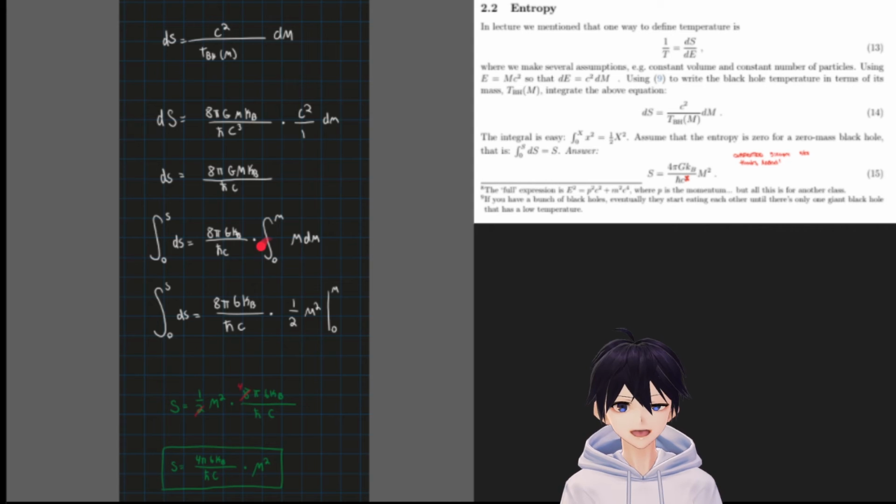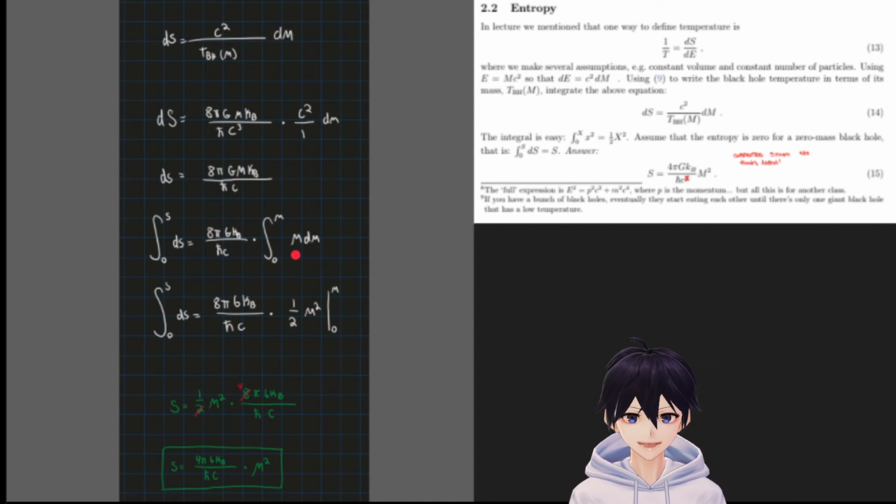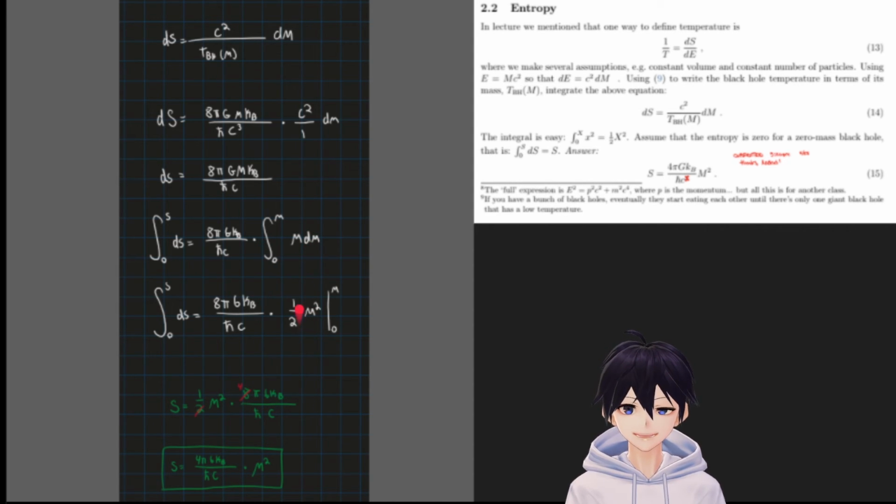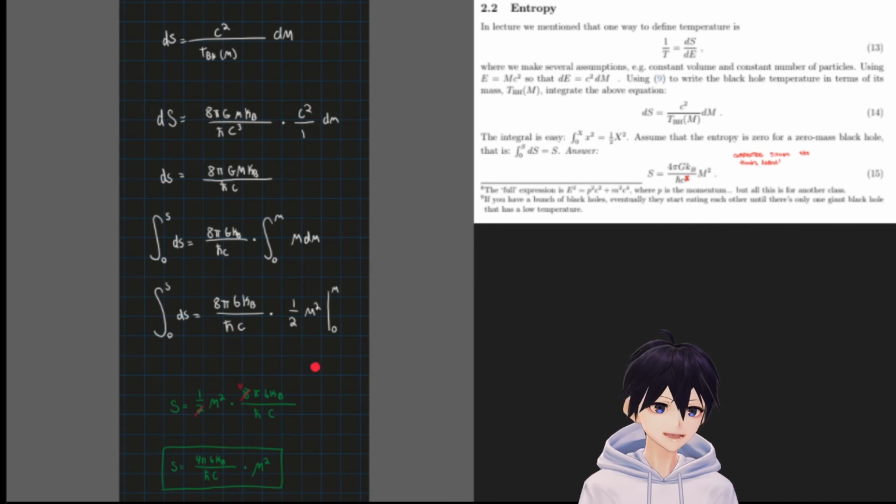So we're just taking the integral of m. And when you take the integral of m, you get 1/2 times m squared from 0 to m. And then this ds just becomes s. So when we multiply everything over, we have s equals 1/2 times m squared multiplied by this whole part, which is the temperature of the black hole.